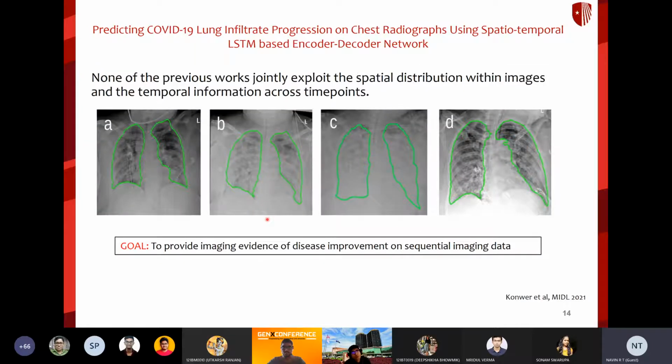However, what was more interesting was to see if we could use imaging to provide evidence of disease improvement on sequential data. So none of the previous works jointly exploited the spatial distribution within the images and the temporal distribution across the time points. Now, what do I mean by this?